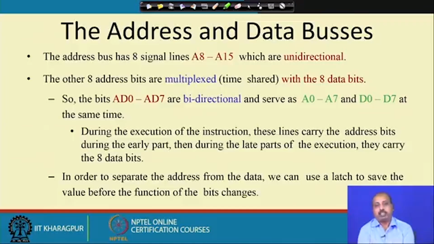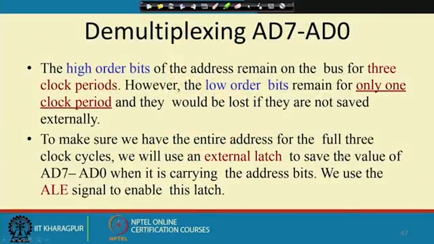As a result, to be on the safe side, what a designer is required to do is externally differentiate the address bus and data bus. We do a demultiplexing of the address bus and data bus, so that the operations are done properly. This brings us to the concept of demultiplexing the address and data bus. The higher order address bits will remain on the bus, so we have no problem with the lines A8 to A15, because they remain on the bus for 3 clock periods.